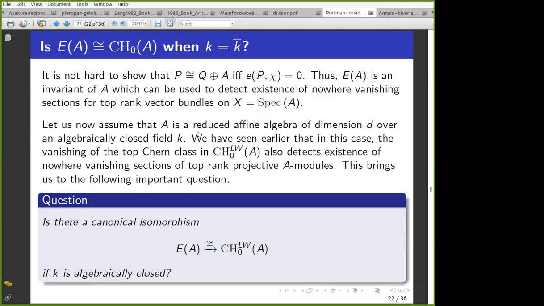So let us now assume that A is a reduced affine algebra of dimension d over an algebraically closed field. We have seen earlier that in this case, the vanishing of the top Chern class in the Levine-Weibel Chow group also detects the existence of a nowhere vanishing section. So this brings us to the following important question. Is it true that the Euler class group is isomorphic to the Chow group if K is algebraically closed? Because both are detecting nowhere vanishing sections. So does it say that actually both groups are the same? That's the question.